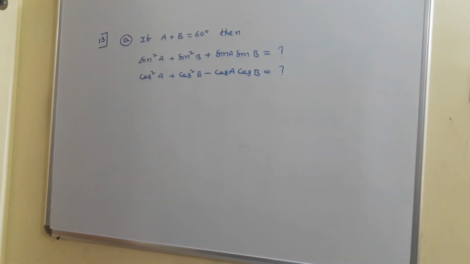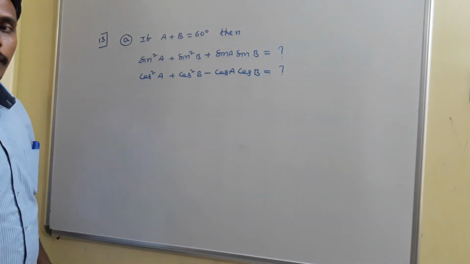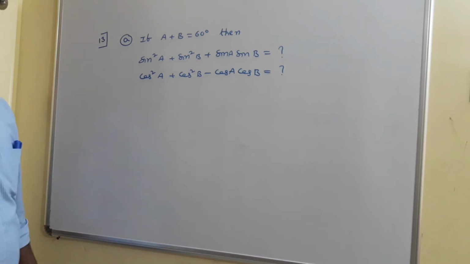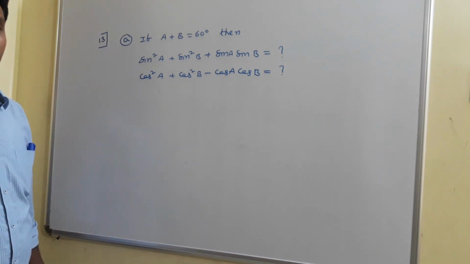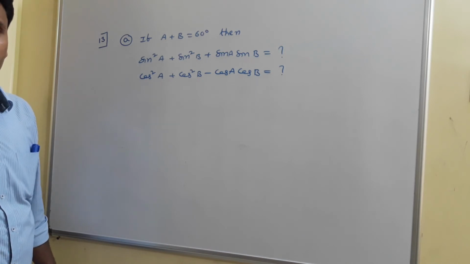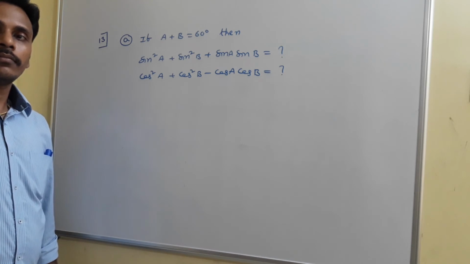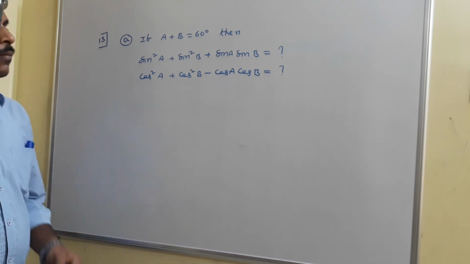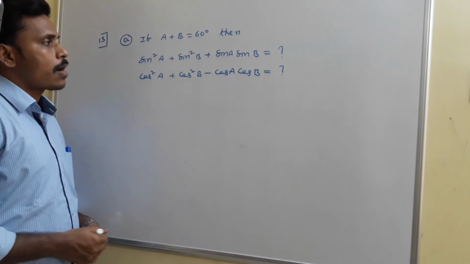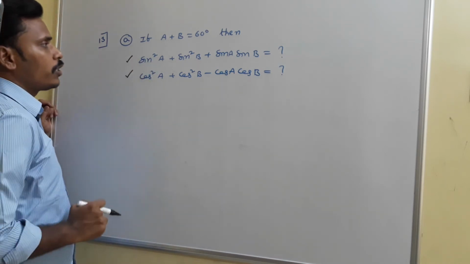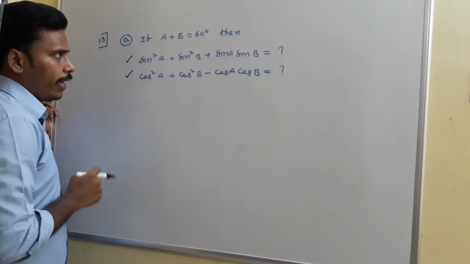For the 13th one, we need to find out, given that a plus b is equal to 60 degrees, the value of sine square a plus sine square b plus sine a into sine b. Here a plus b is equal to 60 degrees is given. How to find it out? For a plus b equal to 60 degrees, we need to identify this value.